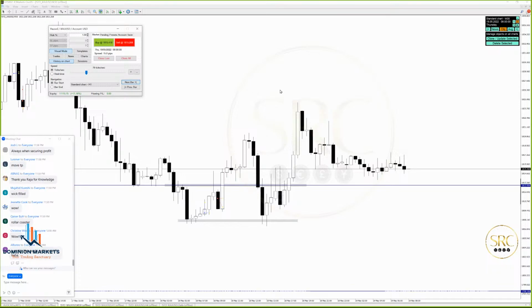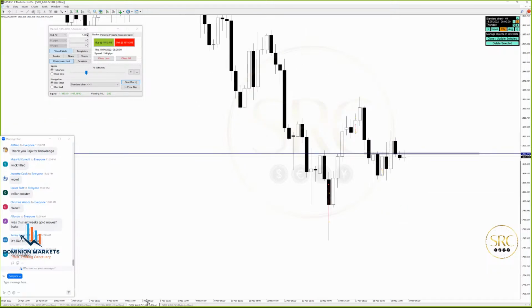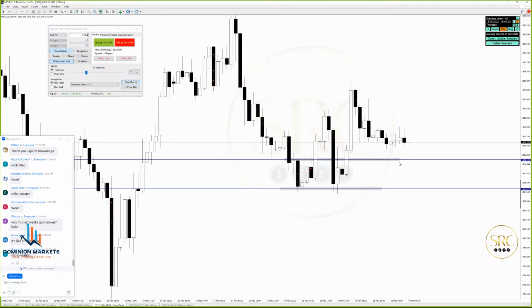All right. Pre-London session. This was last week's gold moves. Okay, so now we're at the daily. Daily is consolidating, looking at the 4-hour time frame. Let's do fresh analysis. 4 hours also consolidating, looking at the 1 hour time frame.